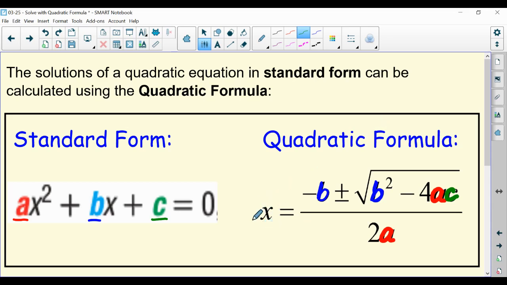So x equals is how we start, because we're solving for x, the x-intercept. x equals negative b plus or minus the square root of b squared minus 4ac, divided by 2a. Right? Or you may hear it to the tune of Pop Goes the Weasel, which sounds like: x equals negative b plus or minus the square root of b squared minus 4ac, all over 2a.